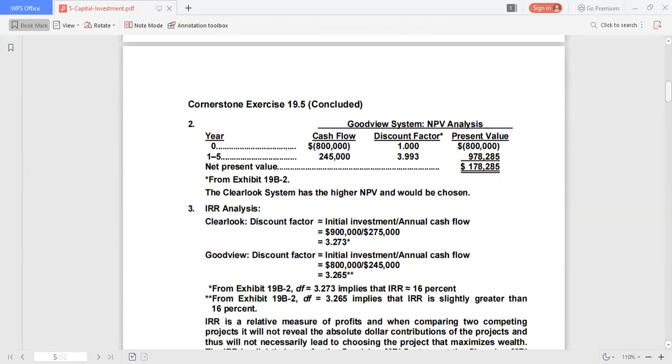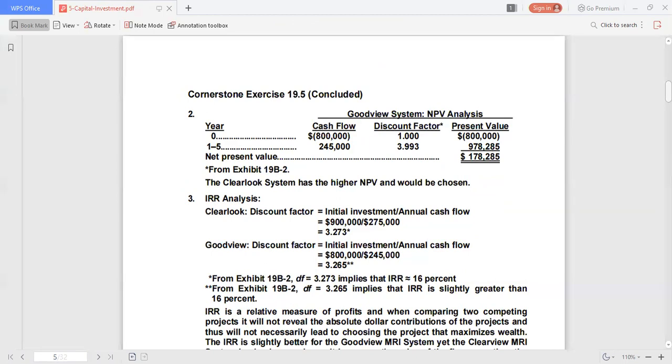Now, second, we have the NPV for the Goodview system. The NPV for the Goodview system is taken by the cost of the investment, which is 800,000 today and the factor is 1. Then for years 1 to 5, the annual revenue is 900 and the annual operating cost of 655. So we have the cash flow of 245. That's your cash flow.